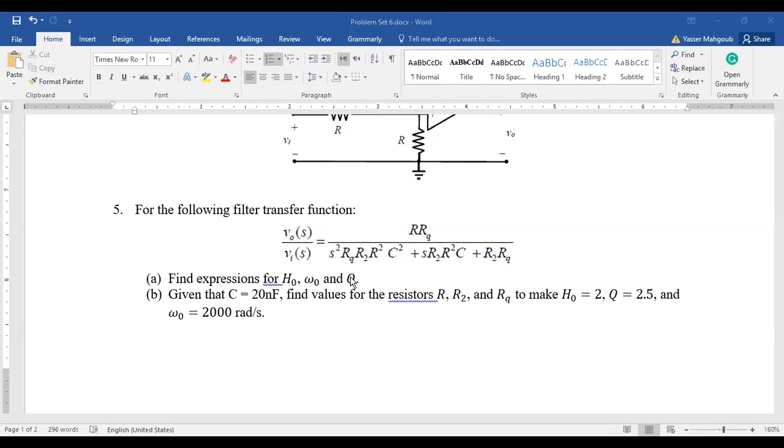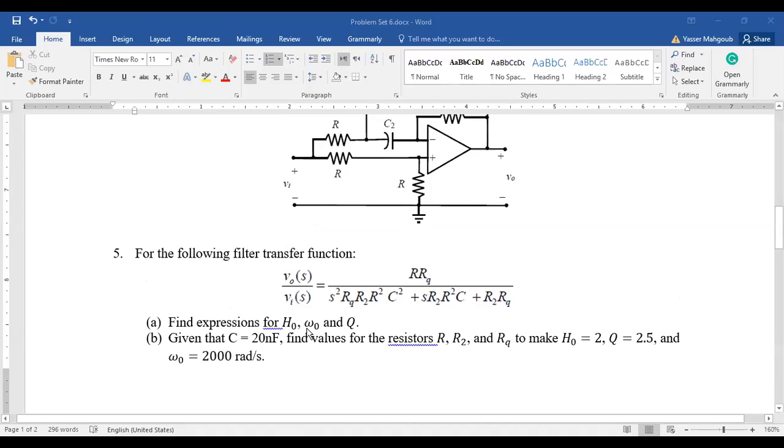So how can we find an expression for H0, omega 0, and Q? Of course, in terms of the R's and C. Any idea how to find these expressions? First of all, is this transfer function in the standard form? Yes. Everybody agrees?